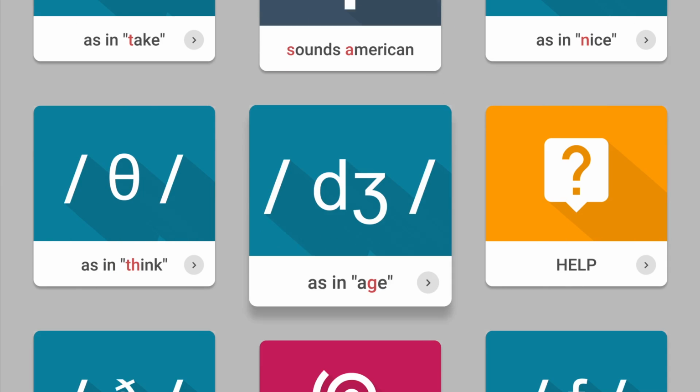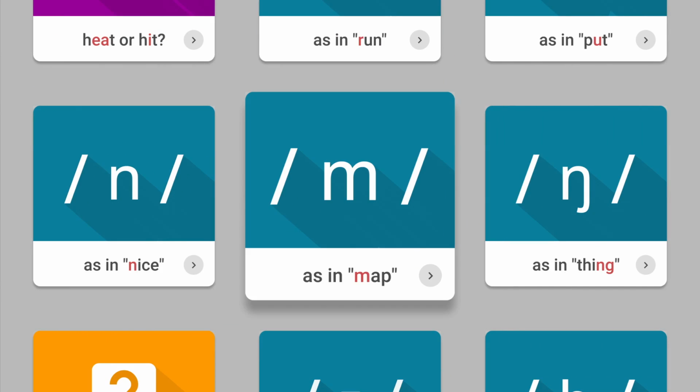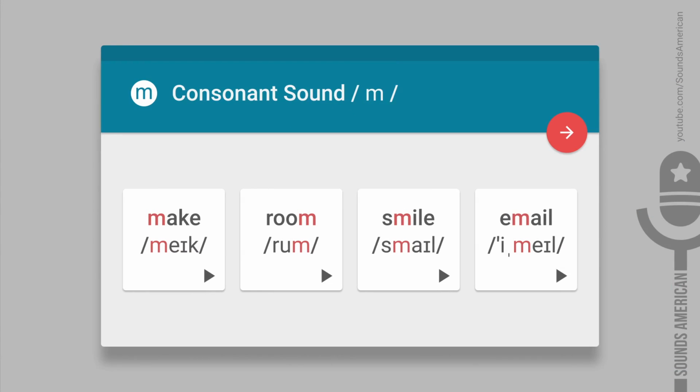In this video, we're going to talk about the American consonant sound M as in the word map. You can also hear this sound in words like make, room, smile, or email. We'll be using a special phonetic symbol for this sound.